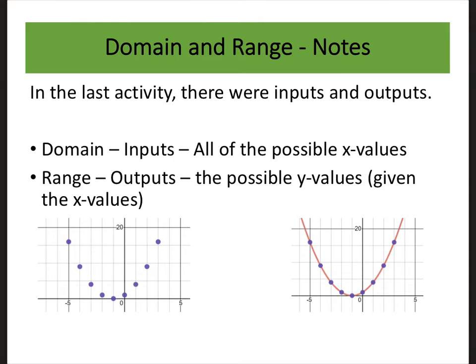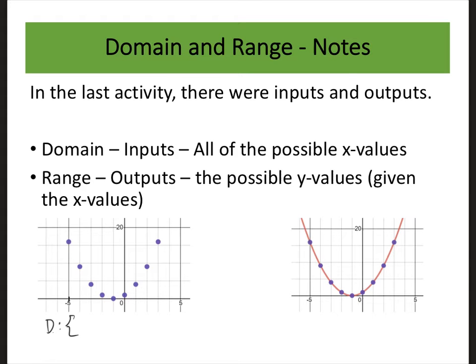So in the past, we've thought about inputs and outputs for domain and range. But just know that the domain is really a collection of all the possible x values. And the range is the set of outputs, or all of the possible y values, knowing what we know about the domain. So we've got two examples here. This first example is discrete, and so the domain is a list of the possible inputs.